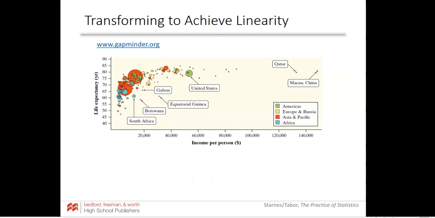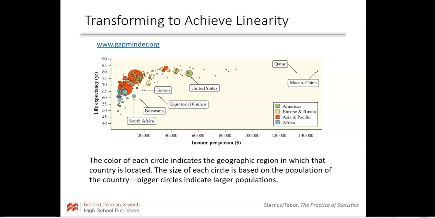Okay, this is lesson 3.3a, and this is some data from GapFinder. This is income per person around the world, and then the life expectancy. I would think that the higher the income, the greater the life expectancy, but that doesn't always work like that. There are definitely a few outliers there.